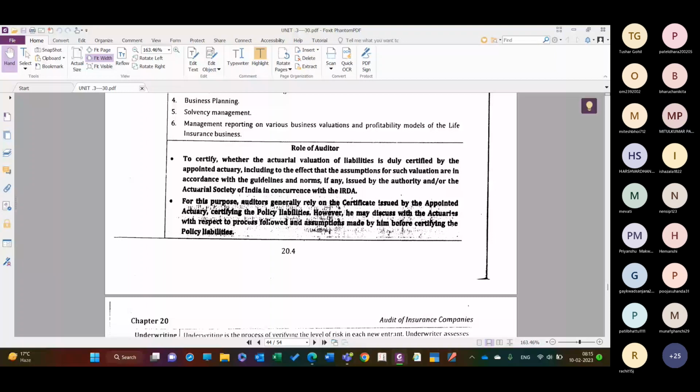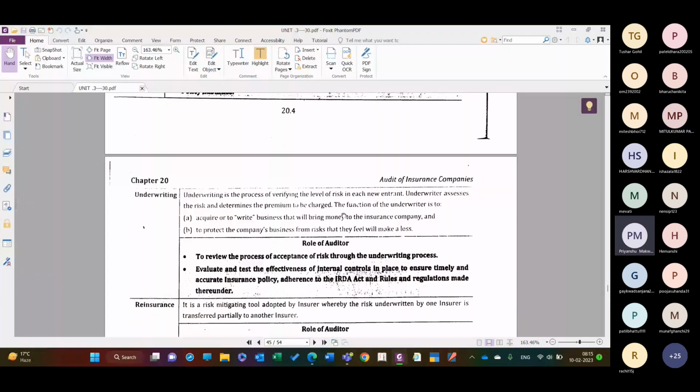So if the auditor is satisfied that the appointed actuary has performed his job well and has exercised reasonable care and skill while determining the liability of a policy, then obviously the auditor has a right to rely on the appointed actuary. Is it clear, dear students? Yes, sir. Yes, sir. That's what we need to learn under this topic.